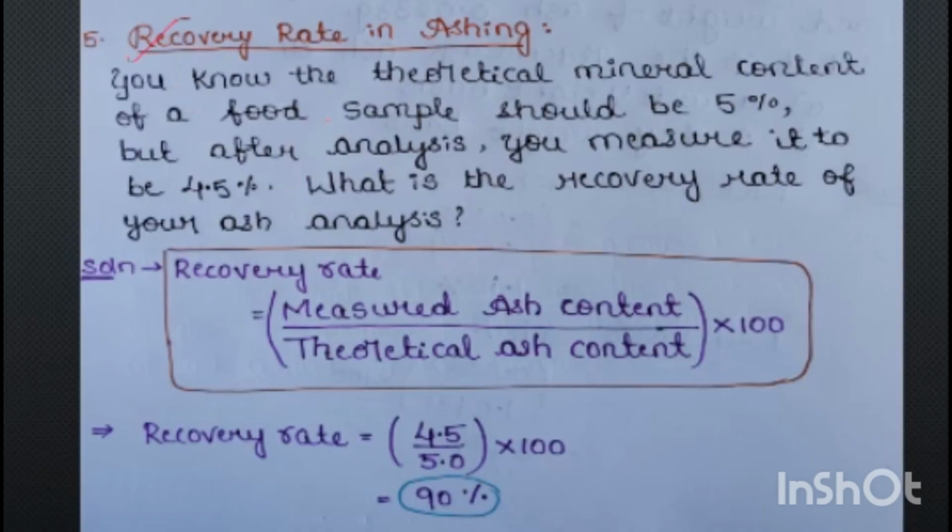Next, coming to the recovery rate in ashing. You know that the theoretical mineral content of a food sample should be 5%, but after analysis you measure it to be 4.5%. What is the recovery rate of your ash analysis? Recovery rate is equal to measured ash content divided by theoretical ash content, times 100. The measured ash content they have given is 4.5, divided by the theoretical ash content 5.0, times 100. We get 90% recovery rate of your ash analysis.